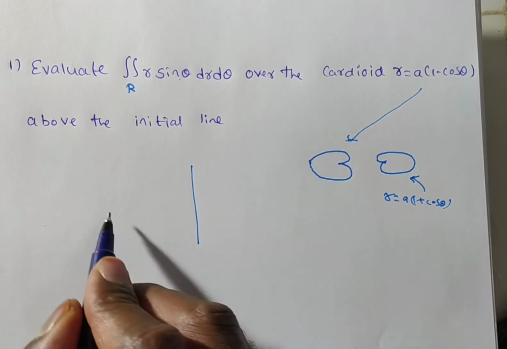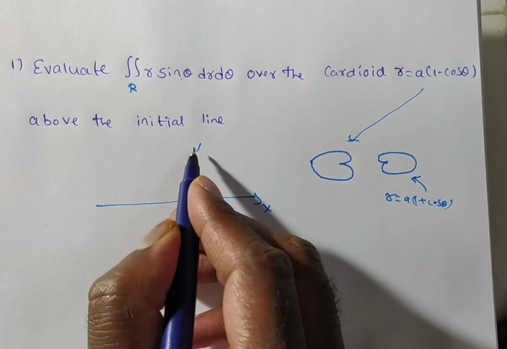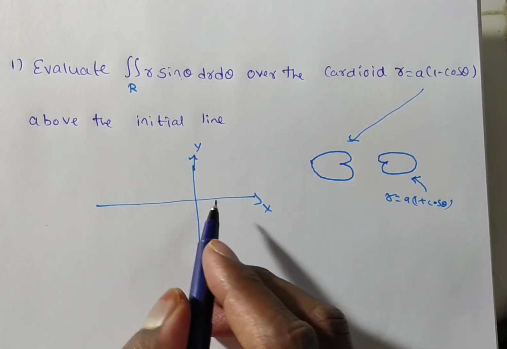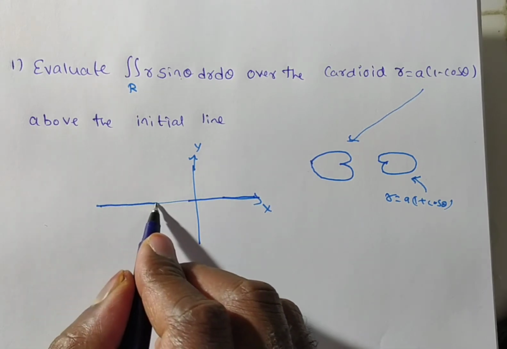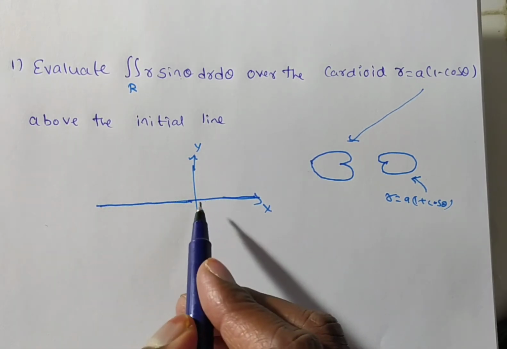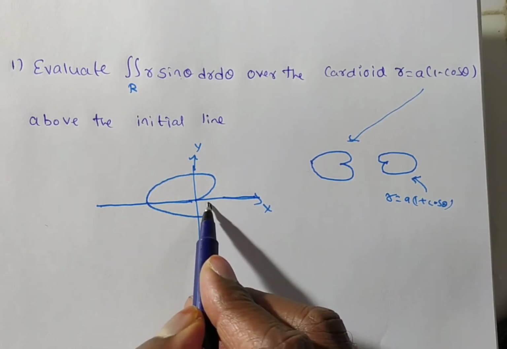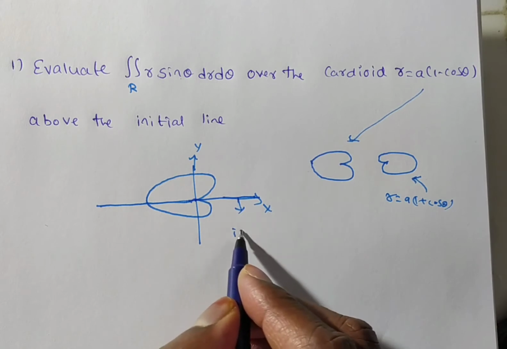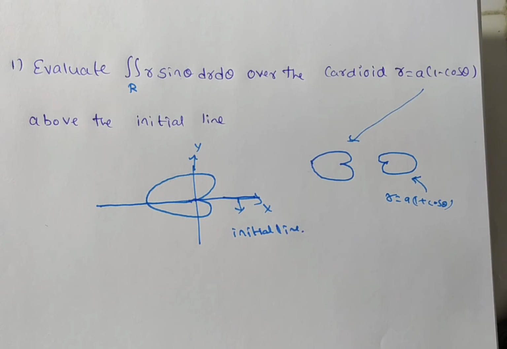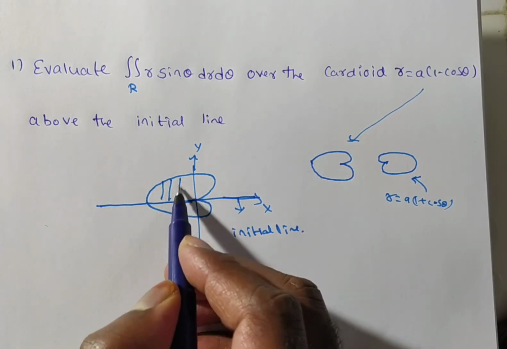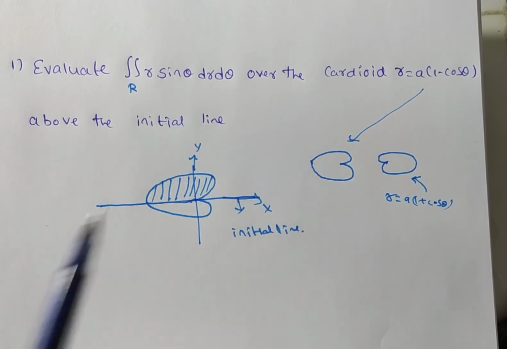Now I will draw an xy plane. This is the x axis and this is the y axis. So this x axis you can call the initial line. Now we have to evaluate the region they have given, the cardioid above the initial line. Above the initial line, we require only this region. We have to evaluate this integrand in this region only.